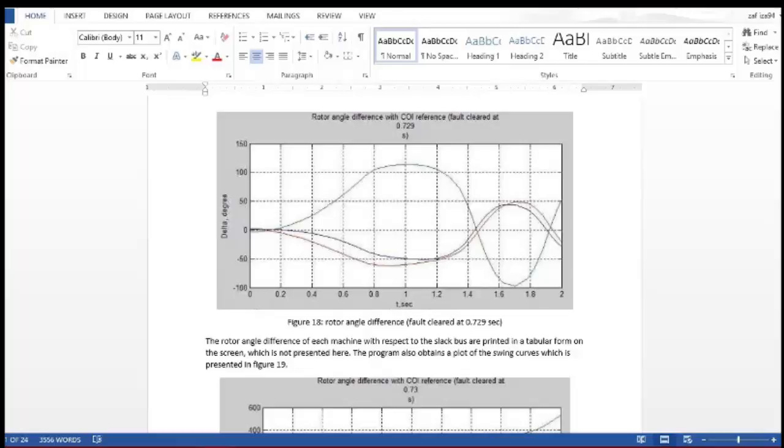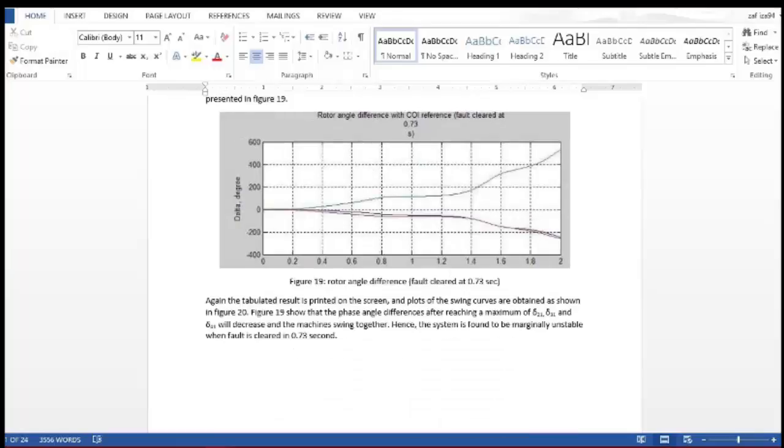And for figure 18, we can see that the rotor angle difference is cleared at 0.729 seconds. The rotor angle difference of the machines with respect to the slack bus is printed in tabular form on the screen, which is not presented here. The program also attempts a plot of the swing curve, which is presented in figure 19. Again here we can see that in figure 18 the rotor angle difference for clearing is at 0.729.